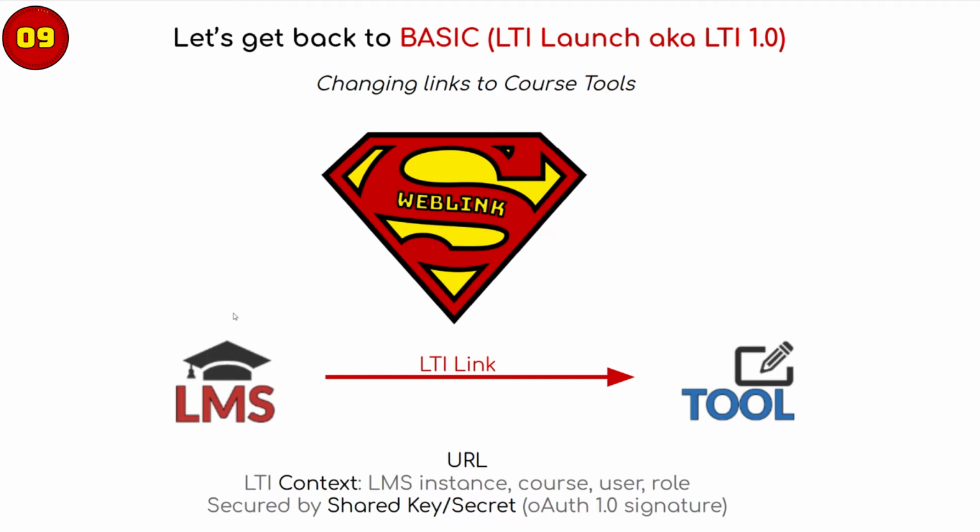The context needs to be signed to be secured. At the time when LTI was specified, they used OAuth 1.0 because OAuth 2.0 was not around. OAuth 1.0 used signature mechanics and a key and a secret that are exchanged between the two parties. So every communication between the LMS, between Moodle and the tool, is going to be a signed payload using the key and secret, and the key and secret are the same on both parties.